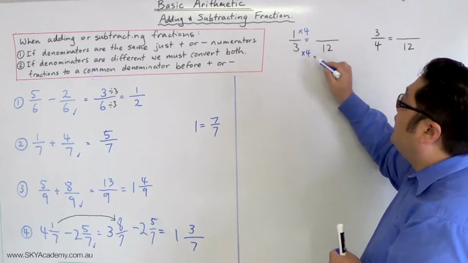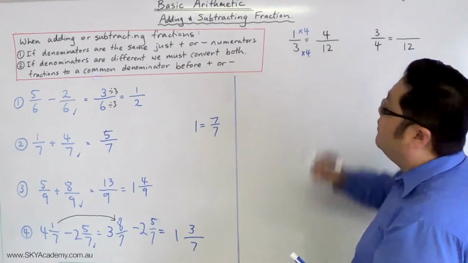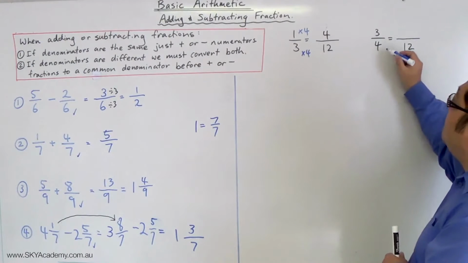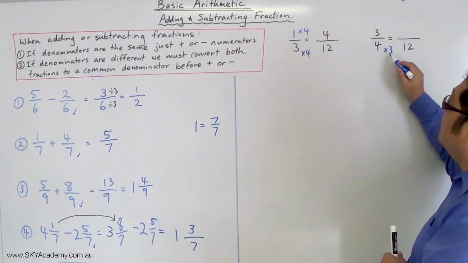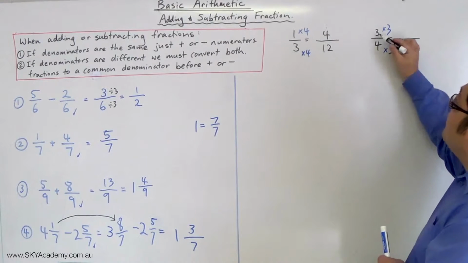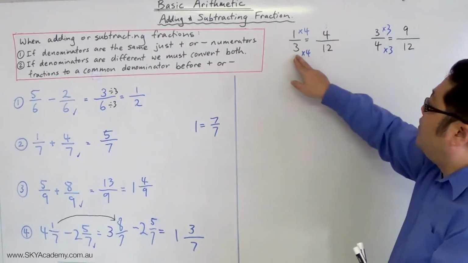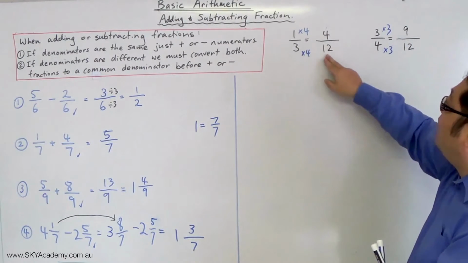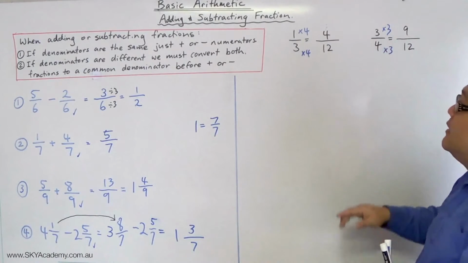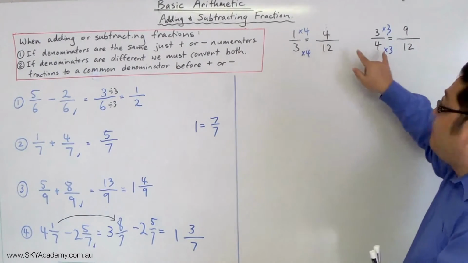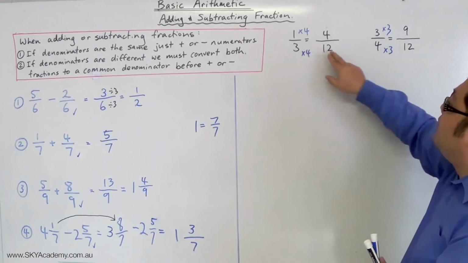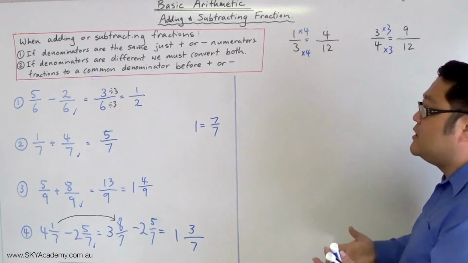So 1/3 becomes 1 times 4, 4/12. What would 3/4 become? Well, you'd have to times the bottom number by 3, and in order to keep the fraction the same, you'd have to multiply the top by 3. 4 times 3 is 12, 3 times 3 is 9, so 1/3 becomes 4/12 and 3/4 becomes 9/12. Now, if we were to add these two together, we could do that, right? We could now do that because the bottoms are the same. So 4/12 plus 9/12 would become 13/12, right?